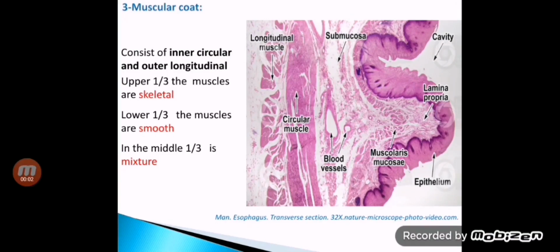Third, the muscular coat, which consists of an inner circular muscle and an outer longitudinal muscle. In the upper third of the esophagus, these muscles are skeletal, which means they are under voluntary control, while in the lower third of the esophagus, these muscles are smooth, meaning under involuntary control. In the middle part of the esophagus, there is a mixture of both types, so we can see both skeletal and smooth muscle fibers.